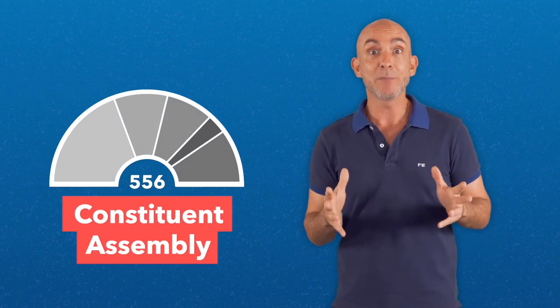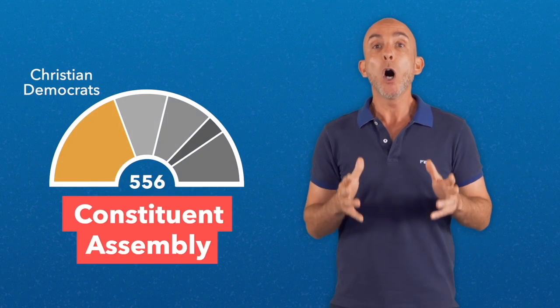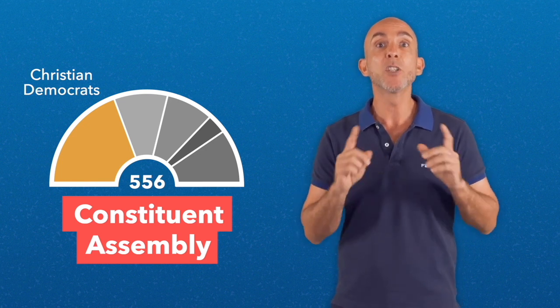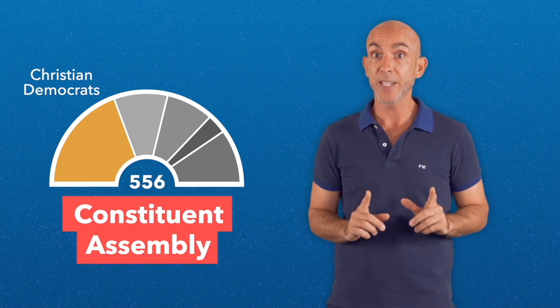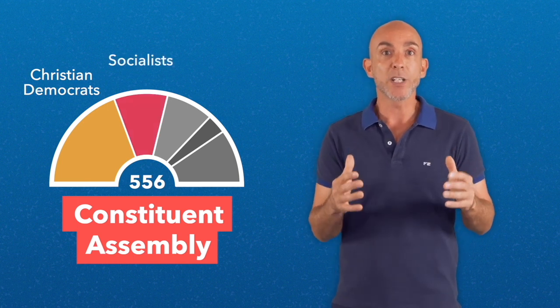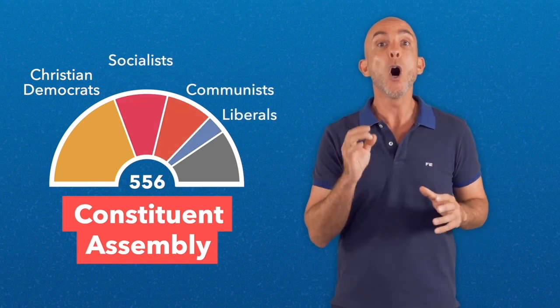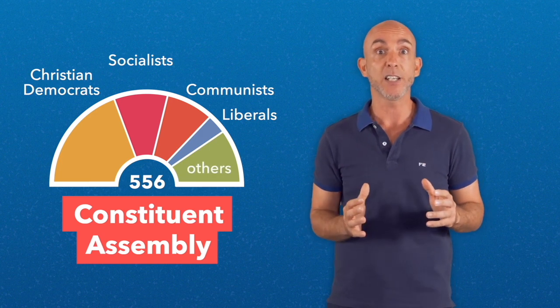Within the Constituent Assembly, the Christian Democrats obtained more than 1/3 of the total seats. Nevertheless, all political views were represented. Indeed, socialists, communists, liberals all had their representatives.